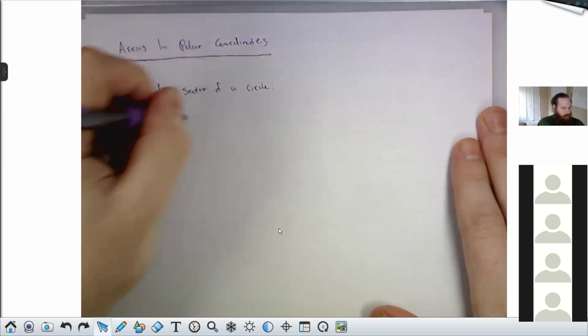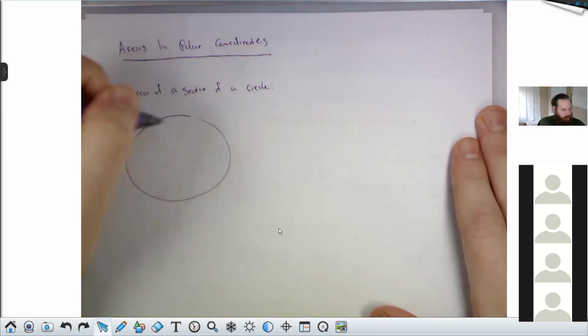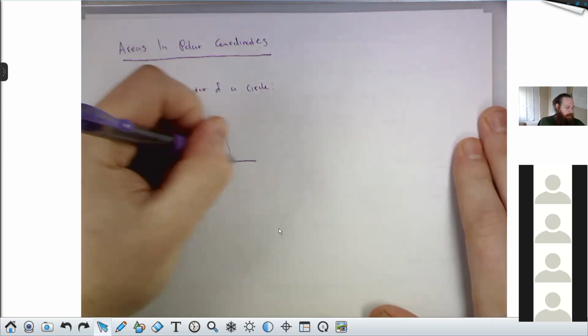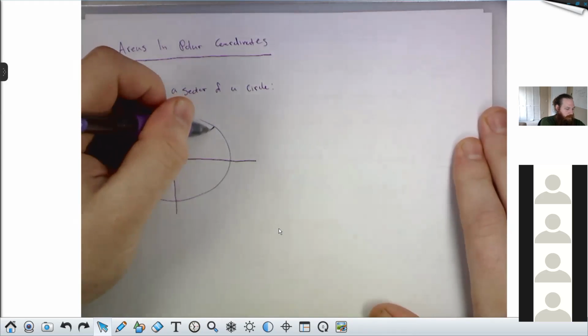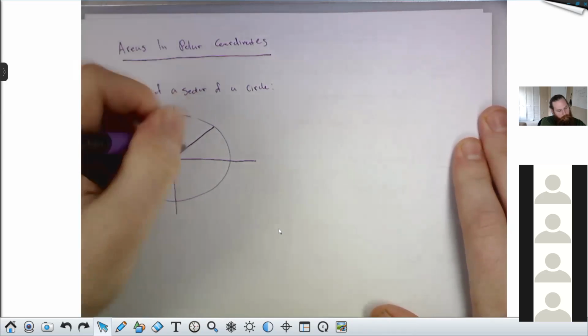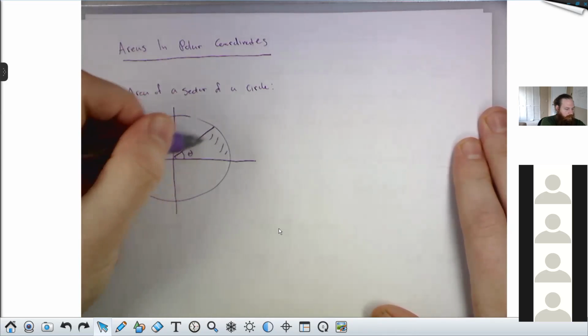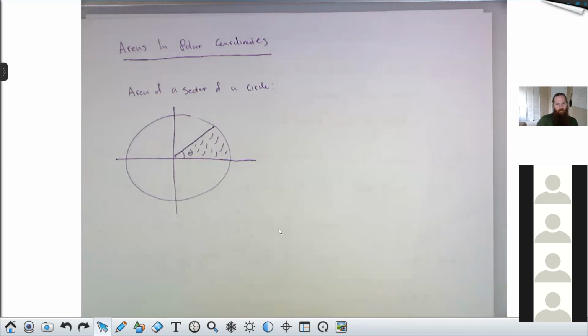So if I have a circle and I ask for the area of just a piece of that circle, maybe this piece, what is that area? That's definitely going to depend on the radius. Drawing circles is tough. It's harder than it seems.